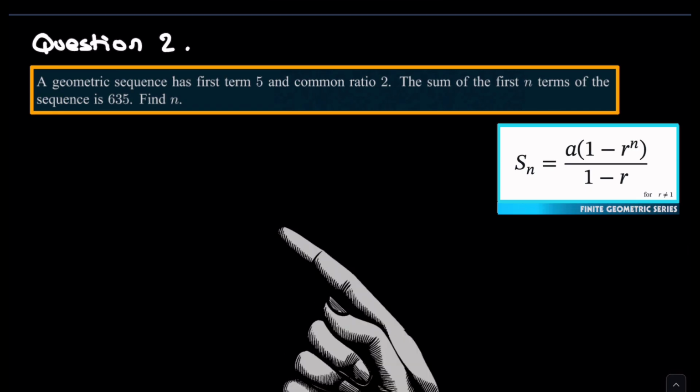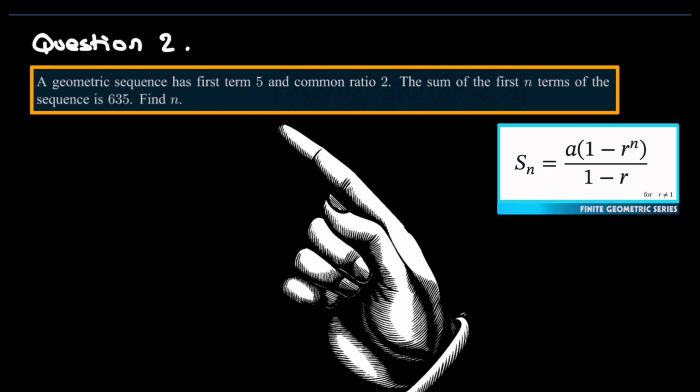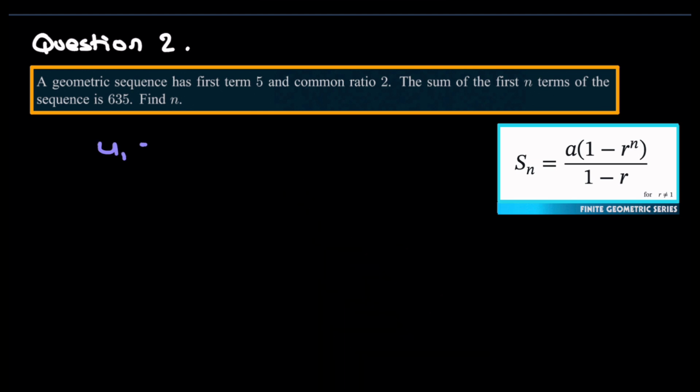Question 2, we've got another geometric sequence, but it has a first term 5, so let's just write that down. u1 is equal to 5, and a common ratio 2, so that's also some information that we need. That's r equals 2. The sum of the first n terms of the sequence is 635, right? So that's Sn. We don't know how many terms that is, but we know that the sum's going to come to 635. Now we can use all this information.